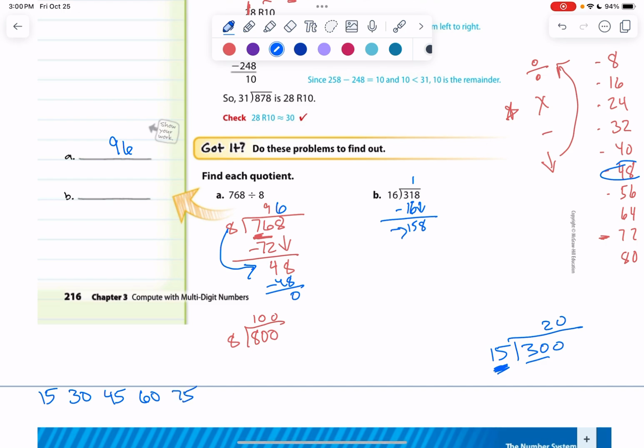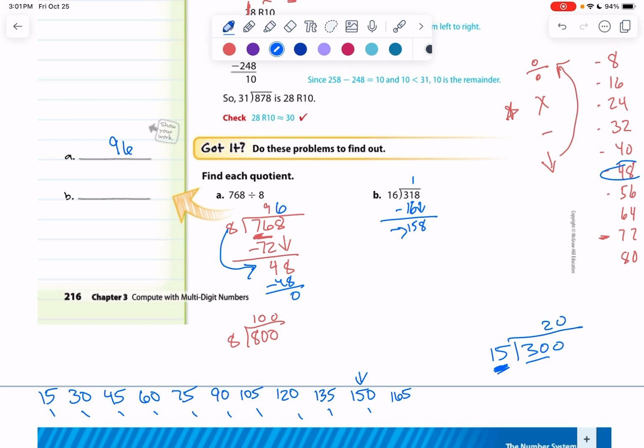What do I need to get to? 158, or as close as we can without going over. 75, 90, 105, 120, 135, 150, that's probably going to be it right there, but we'll go one more. 150, 165. Okay, so here's our winner. That's 1, 2, 3, 4, 5, 6, 7, 8, 9, 10. That is too high. Oh, but it's 16, remember?